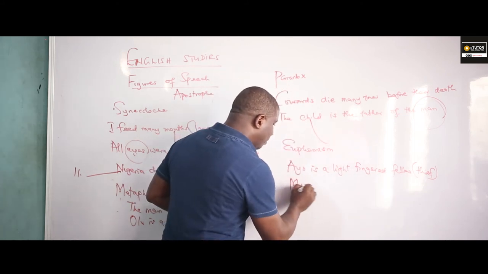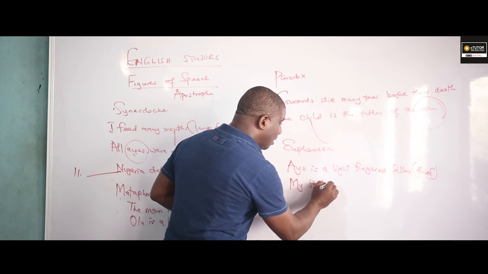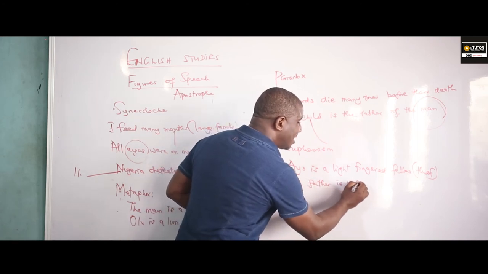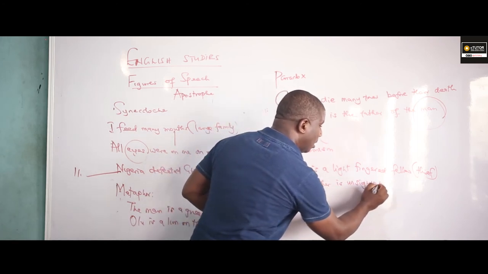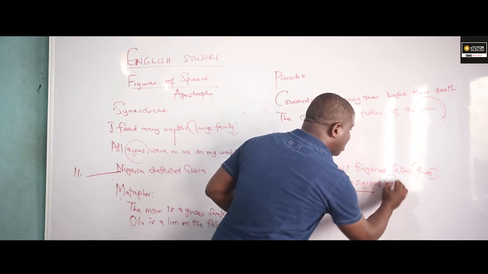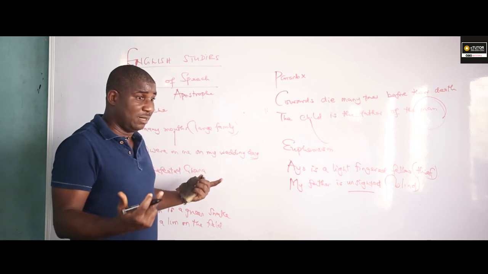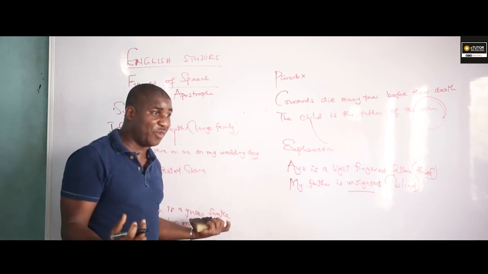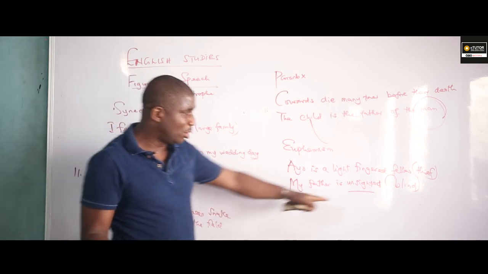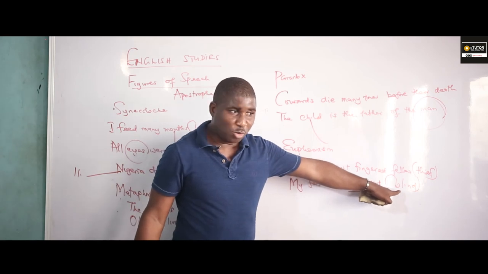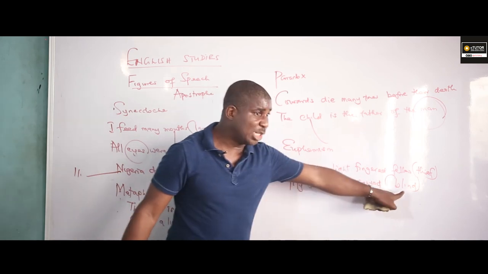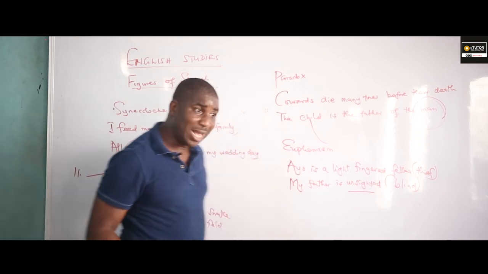My father is unsighted. Now, which means my father is what? Blind. Instead of saying my father is blind, what do I use? I use a less offensive expression to depict the fact that my father is what? Blind. Do I seem to be communicating? Yes, sir.